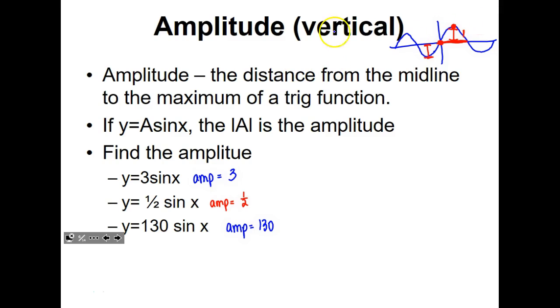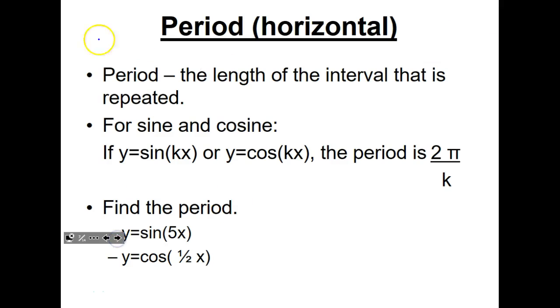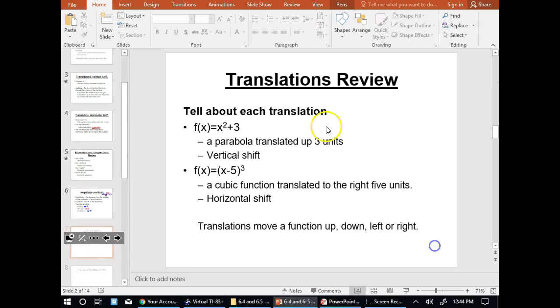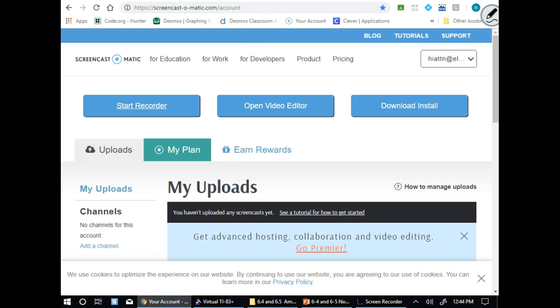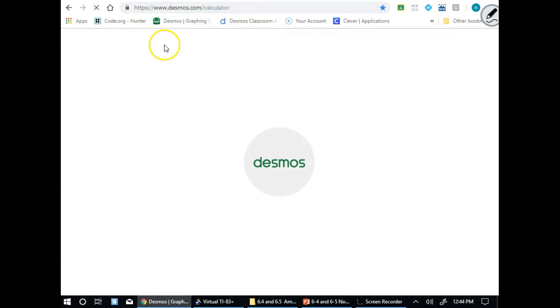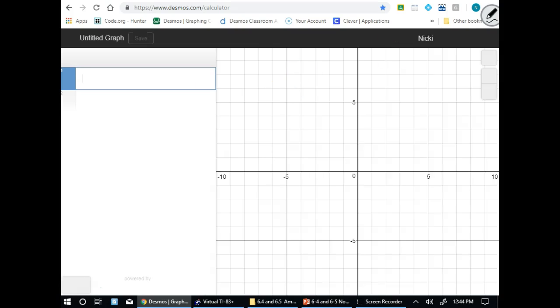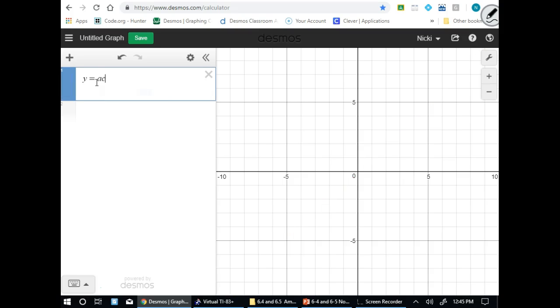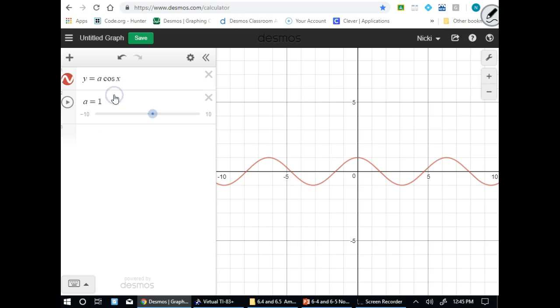Alright. So, if we have, I'm going to actually exit this real quick. If we have a graph y equals a times cosine x. Let me just show you what it looks like here. Add that slider. Okay, so like right here is my a times cosine x.